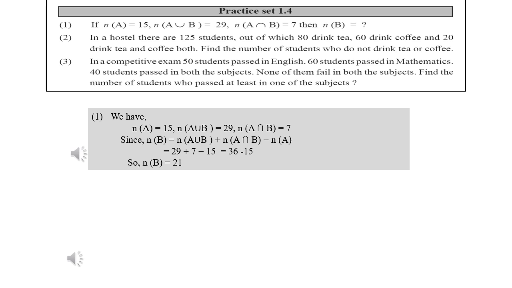Rearranging means I have kept only the term which I have to find out on the left side and all the remaining terms on the right hand side. Please be very careful when you're shifting the terms, the sign also changes. Okay, so we get 29 plus 7 minus 15. We follow the BODMAS rule. So 29 plus 7 is 36. 36 minus 15 gives me 21. So I get my answer which is 21.